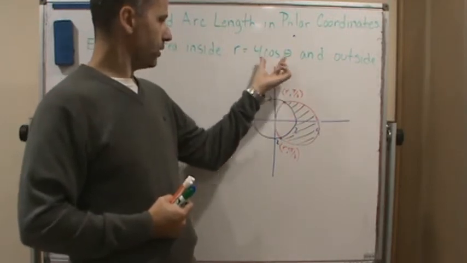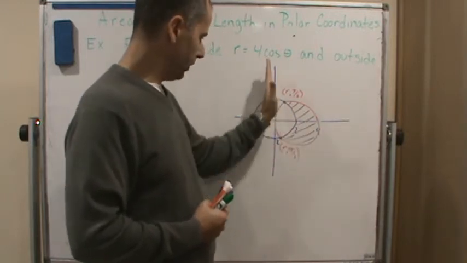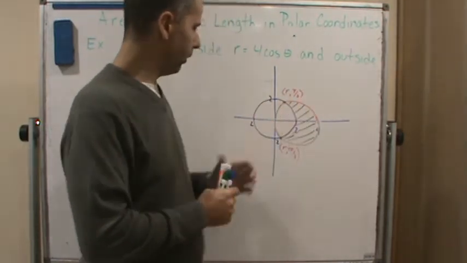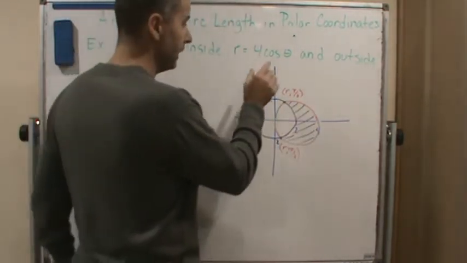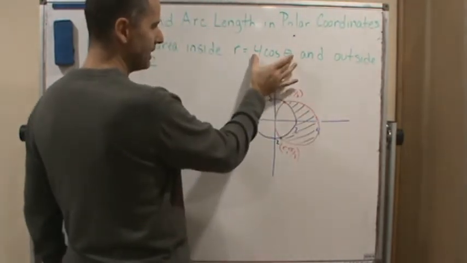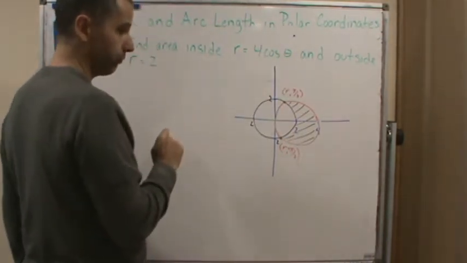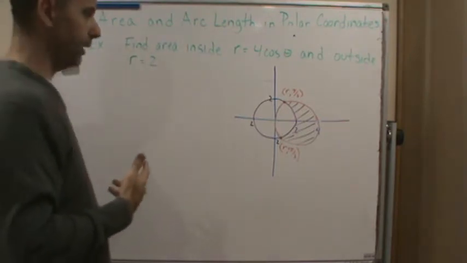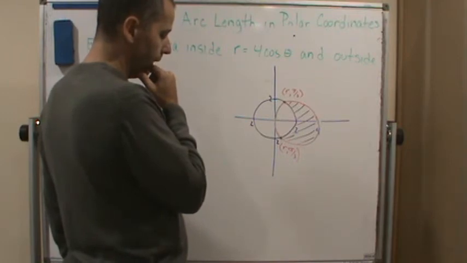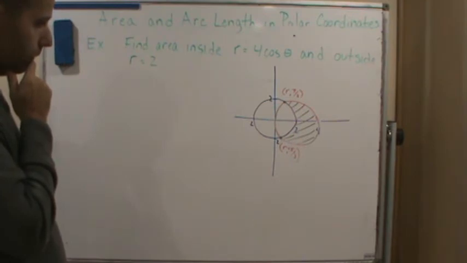It's 4 cosine theta, which will give you a circle along the x-axis, starting at 0 along the y-axis and going out this way. Now, a couple of things to realize about this as it traces from 0. When is this equal to 0? This is equal to 0 at pi over 2, and at 3 pi over 2.